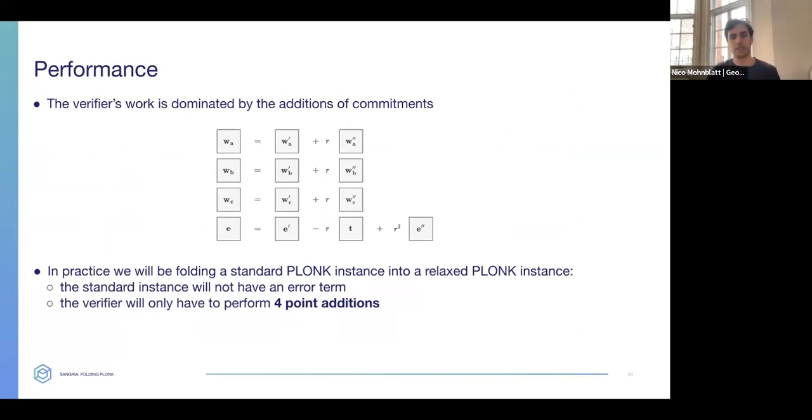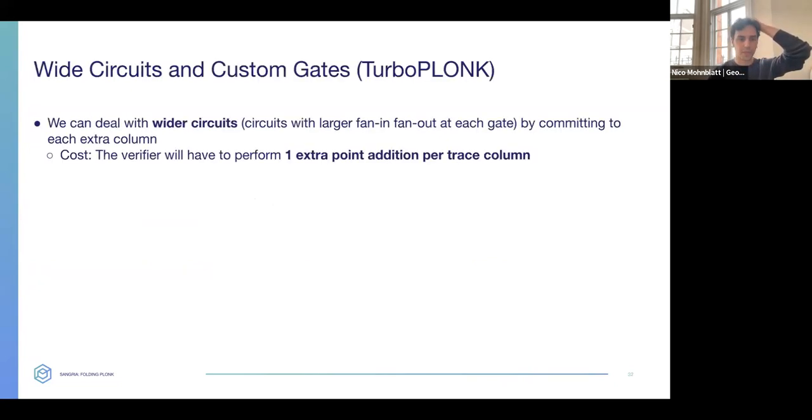So the verifier does these point additions, and in practice, you'll be folding an instance that is not yet relaxed into a relaxed instance. So one of these error terms is just going to be 0, so you can just ignore it. And so we end up with just 4 additions. Yeah, 4. And now the question is wider circuits and higher degree gates.